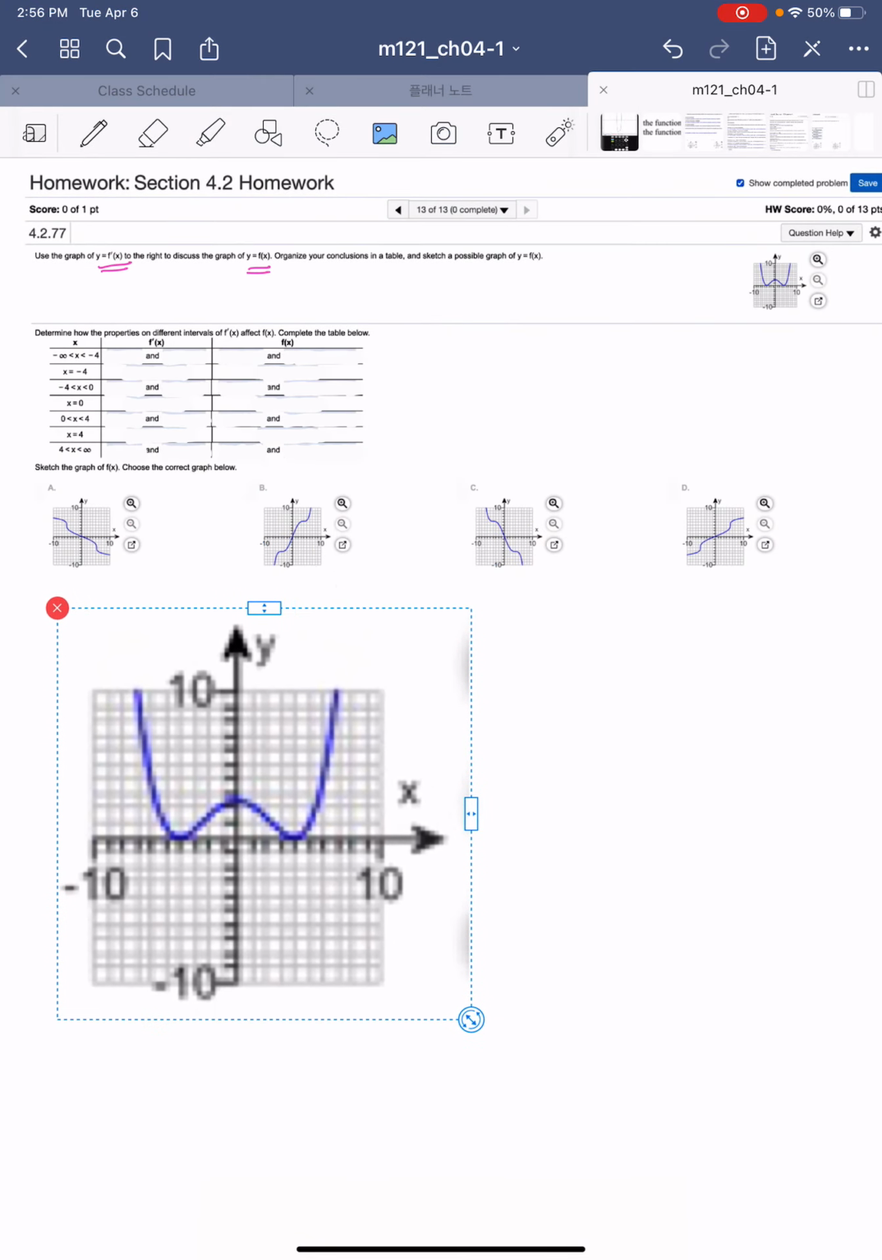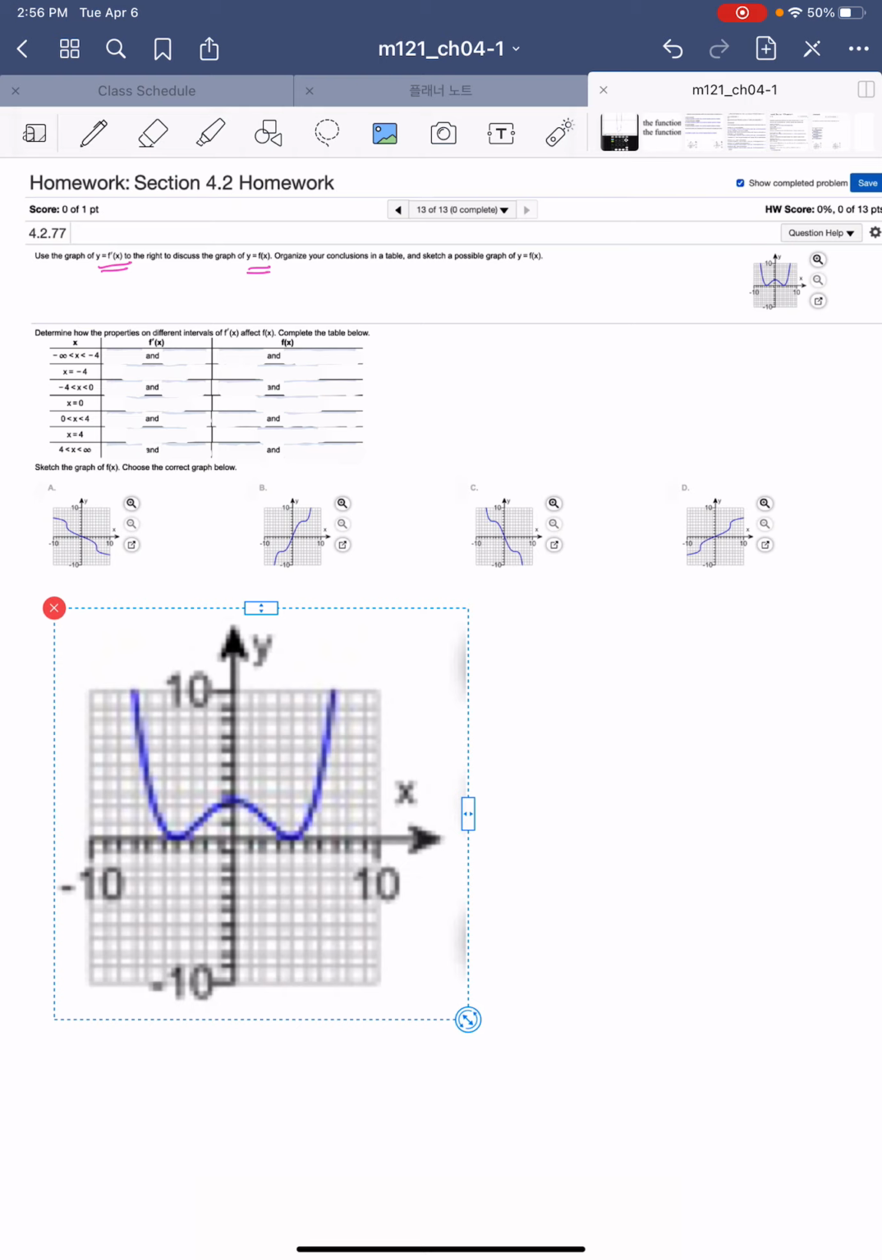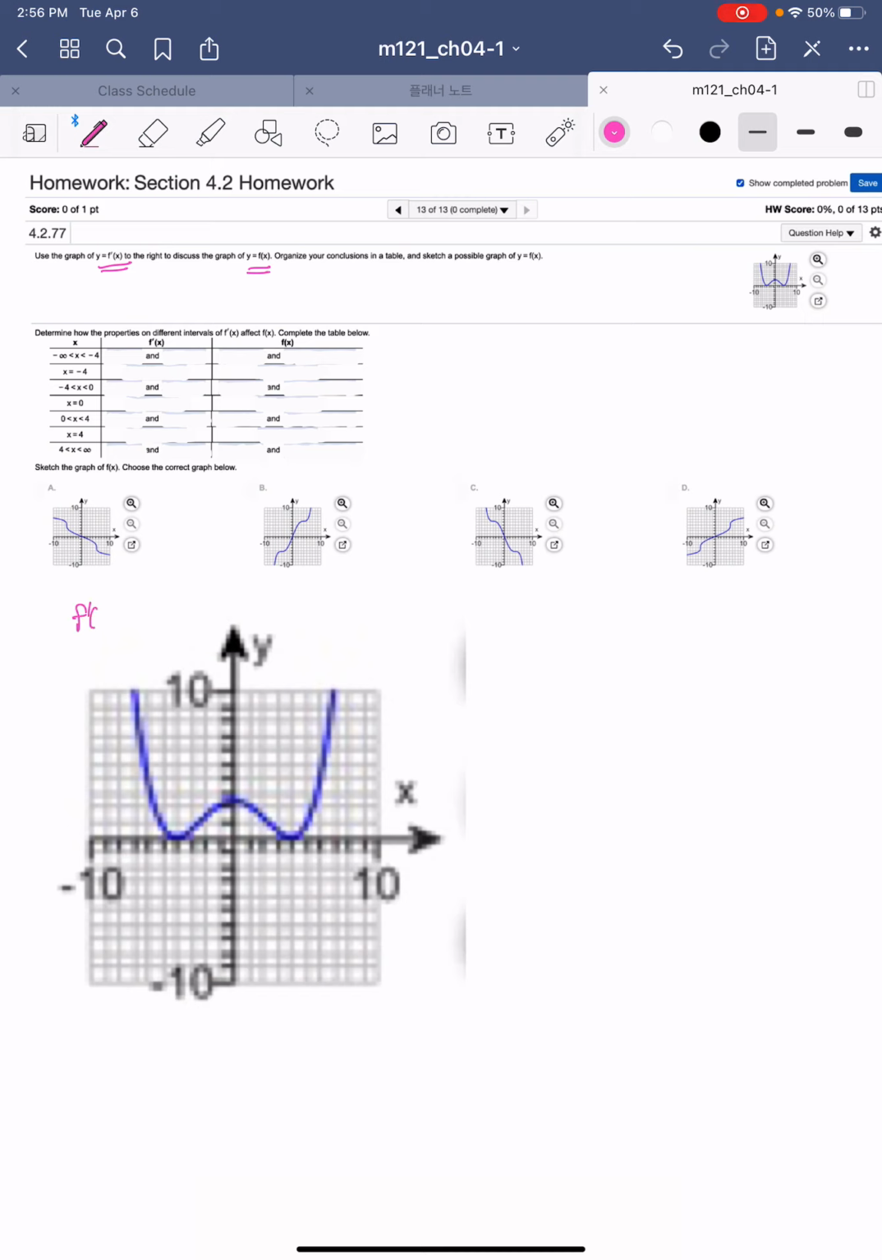Okay, so if you look at this one, you have kind of like important points here. Remember, this is f prime of x, the derivative function. We have 1, 2, 3, 4. This point is kind of important, this point, and then this point. So you can kind of partition this way, which is what they did. This part over here is negative infinity to negative 4, which is this one here. And then x equals negative 4 is this point here.